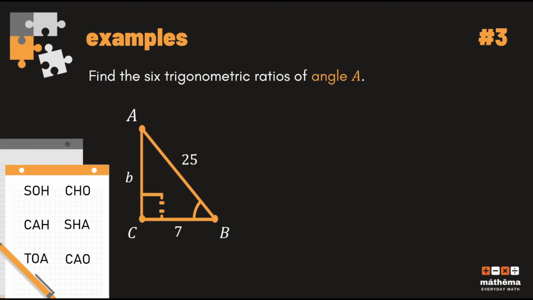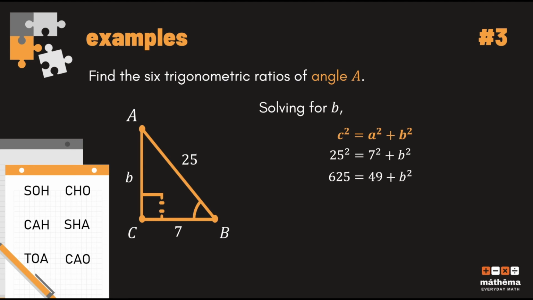Again, the Pythagorean Theorem states that c squared is equal to a squared plus b squared. Our c is equal to 25, our a is 7, and we are looking for b. So we will write 25 squared is equal to 7 squared plus b squared. Simplify. 25 squared is 625 and 7 squared is 49. So we have 625 is equal to 49 plus b squared.